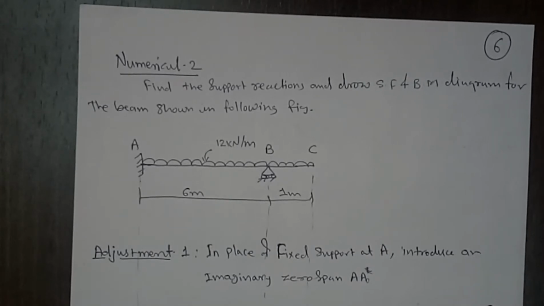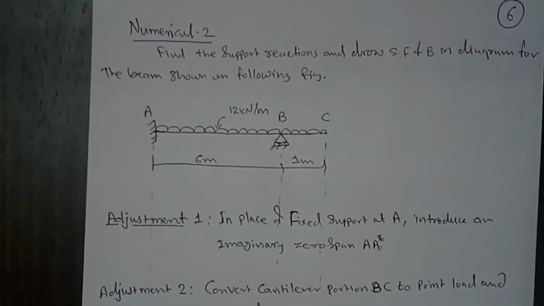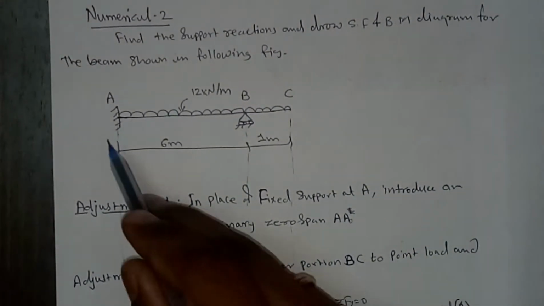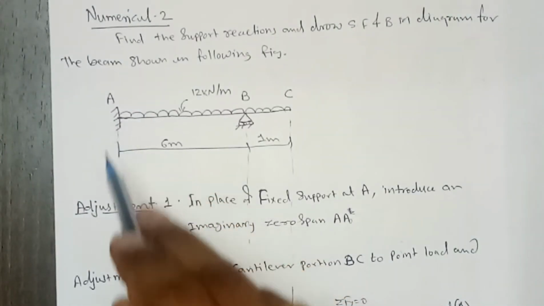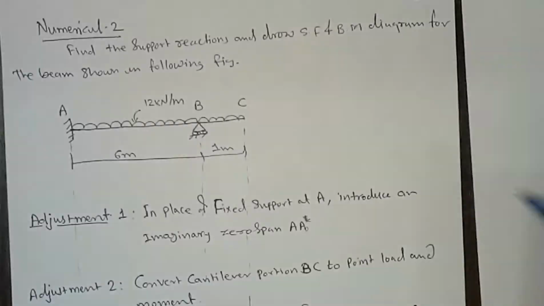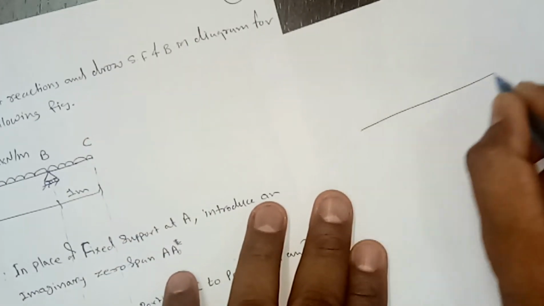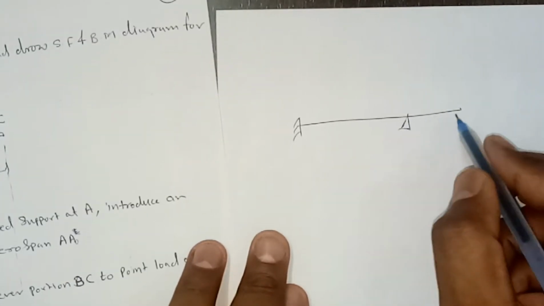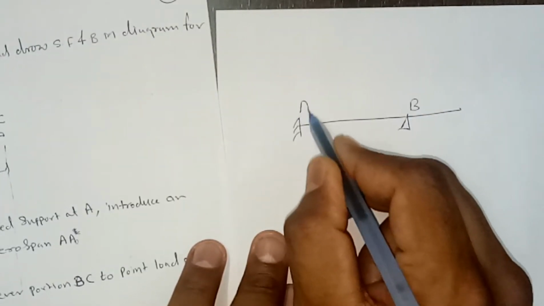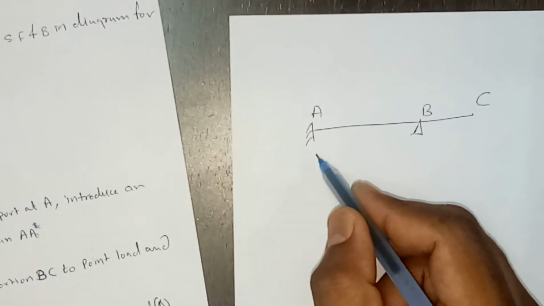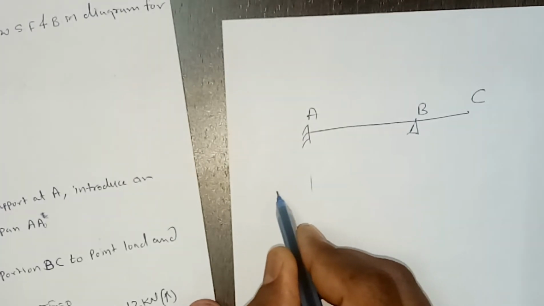Since Clapeyron's three-moment theorem needs two consecutive spans, right? So here we need to do two adjustments. First adjustment is that this fixed end we have to convert into an imaginary span of zero length. So what I'm telling here, say there is a span which has a fixed support, like this is given, right? This is B, this is A, this is C. So instead of this fixed support at A, we have to introduce an imaginary beam.